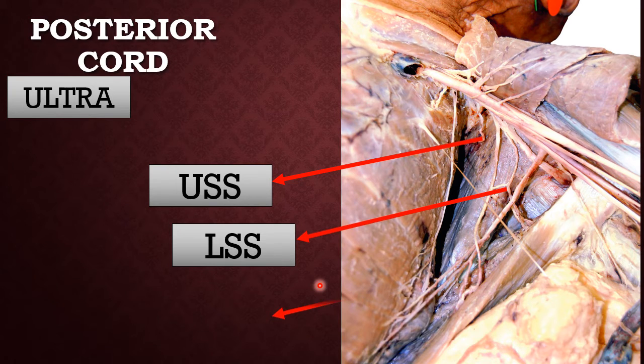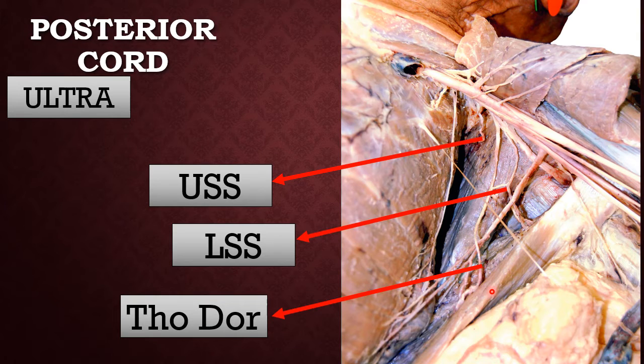Then the third nerve is the thoracodorsal nerve. This thoracodorsal nerve is arising from the posterior cord of the brachial plexus, and it is supplying the latissimus dorsi muscle. This is the thoracodorsal nerve, and it supplies the latissimus dorsi muscle. So if you find any nerves which are supplying the subscapularis, most definitely they are the upper subscapular and lower subscapular. If the nerve is supplying the latissimus dorsi, that is nothing but the thoracodorsal.